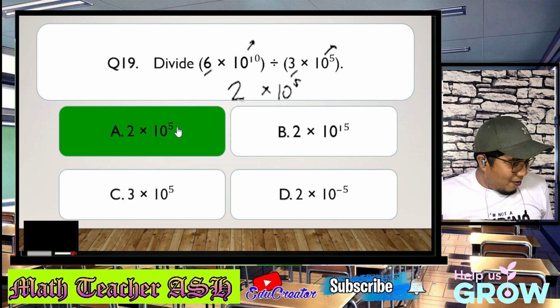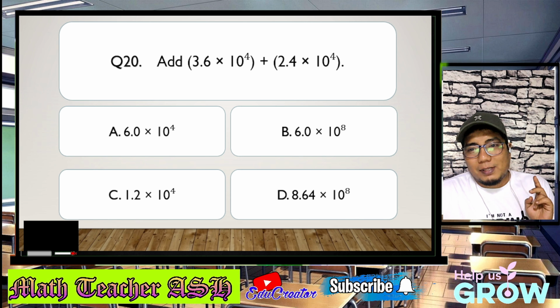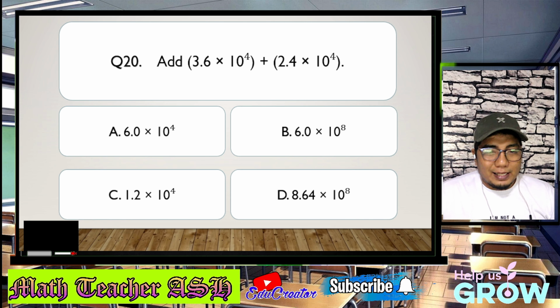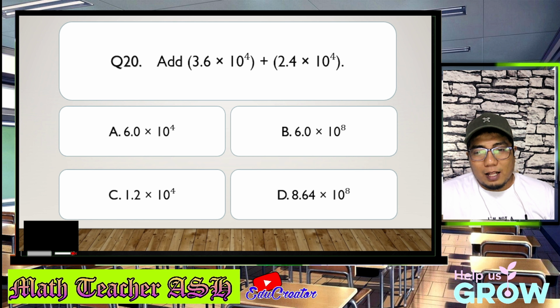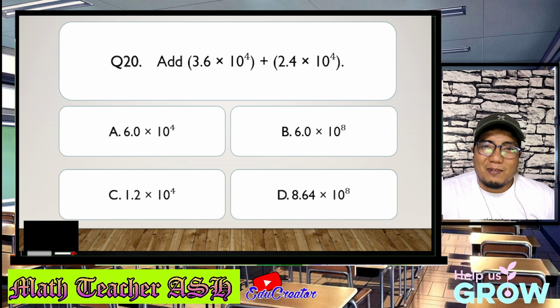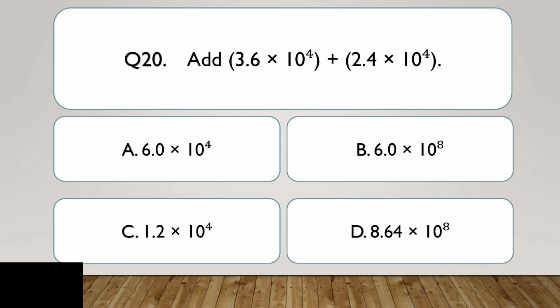Add the scientific notation 3.6 times 10 to the 4th power plus 2.4 times 10 to the 4th power. Is it A, 6 times 10 to the 4th power, B, 6 times 10 to the 8th power, C, 1.2 times 10 to the 4th power, or D, 8.64 times 10 to the 8th power? All right, I'll give you 5 seconds to think about your answer. 5, 4, 3, 2, 1.